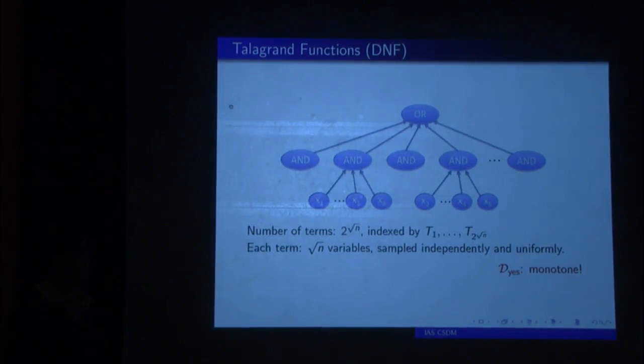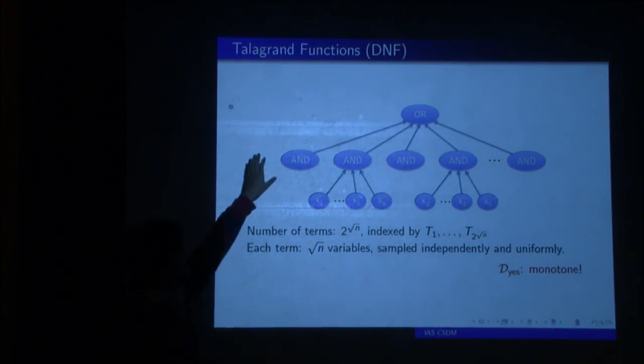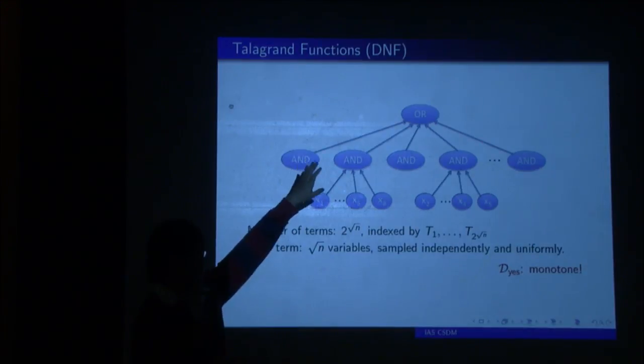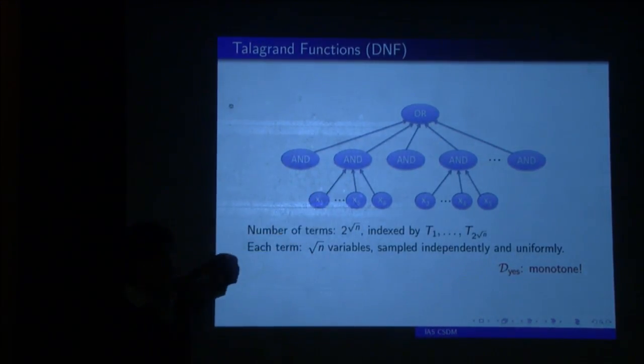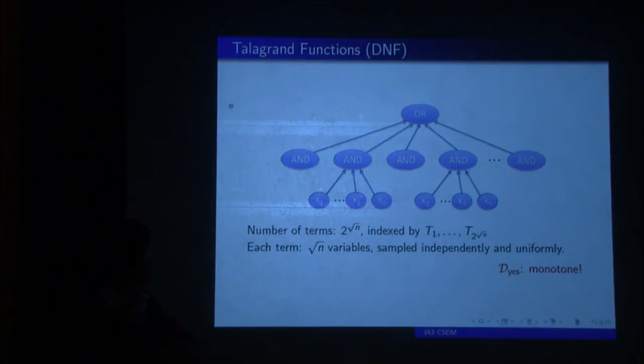It's this so-called Talagrand random DNF function. So let me describe to you how you draw a function. You first write down this tree with the root being an OR gate. And you have 2 to the root n many AND gates. And each AND gate has root n many variables. Now to draw a function, you just draw this tree. And for each leaf, you randomly put one of your variables there. And if you're done with this huge tree, you get your function.